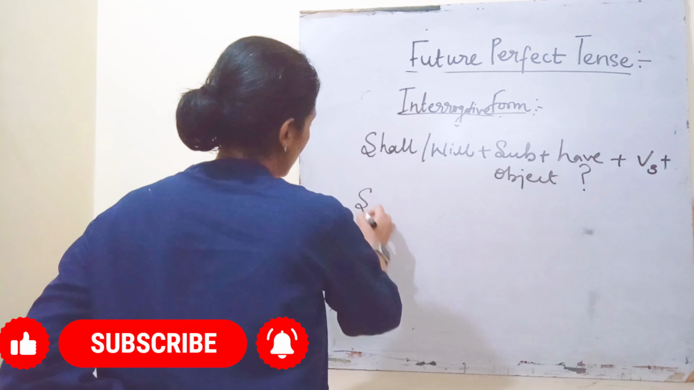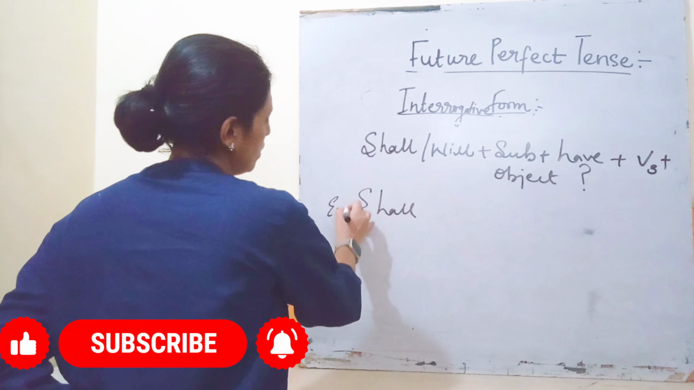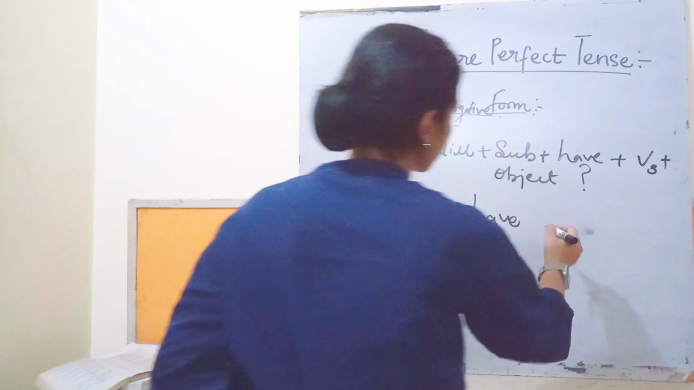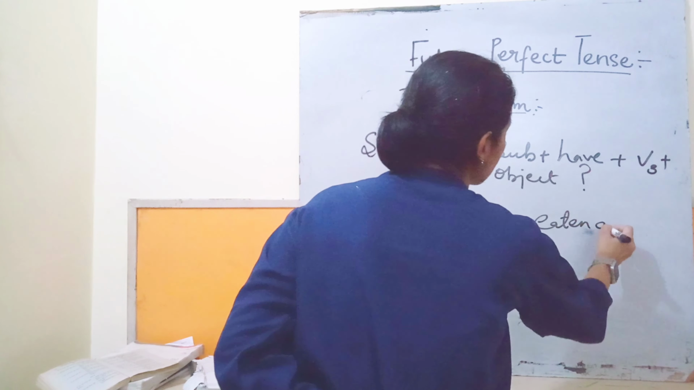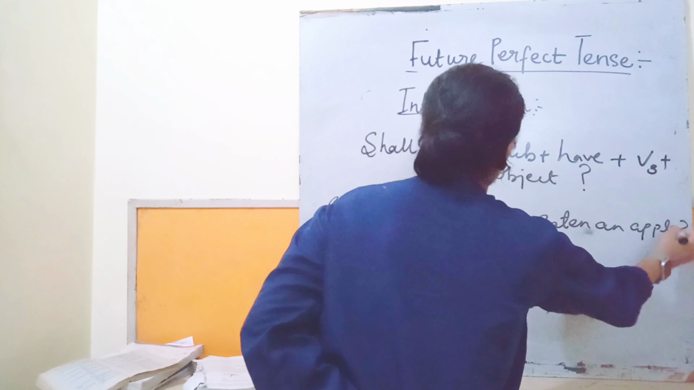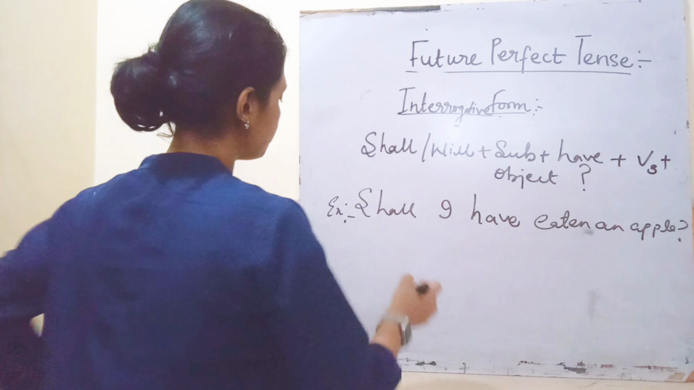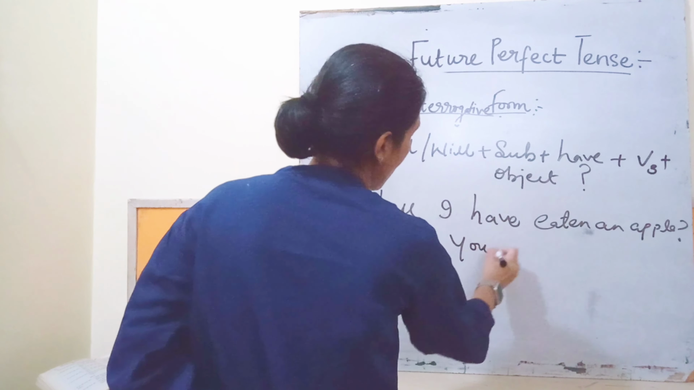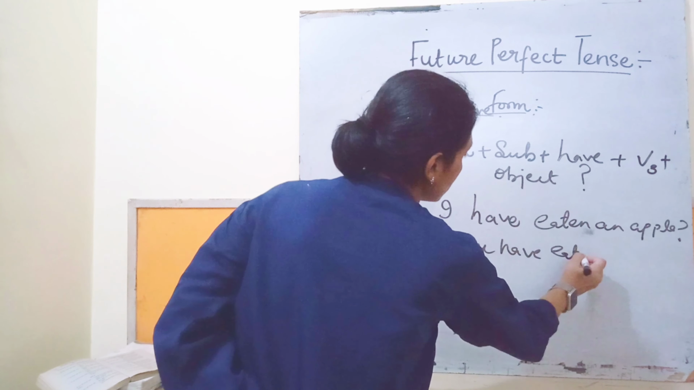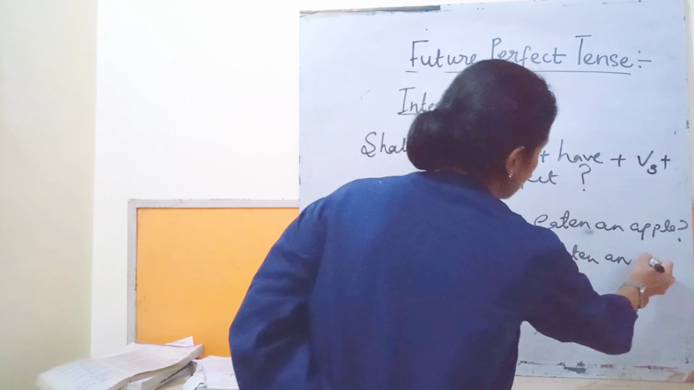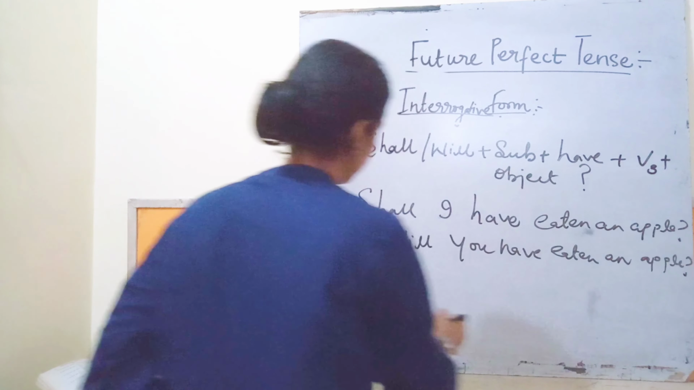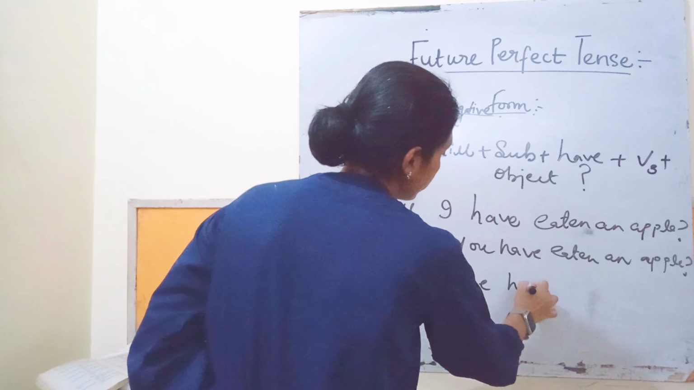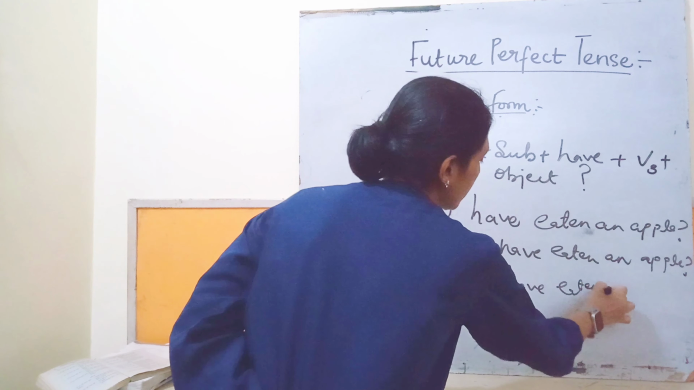Okay, shall. Example, shall I have eaten an apple? Question mark. Okay, shall I have eaten an apple? Then will you have eaten an apple? Will he have eaten an apple?